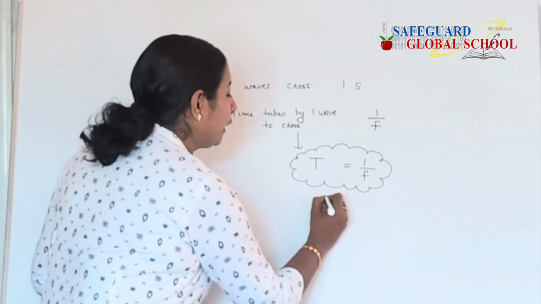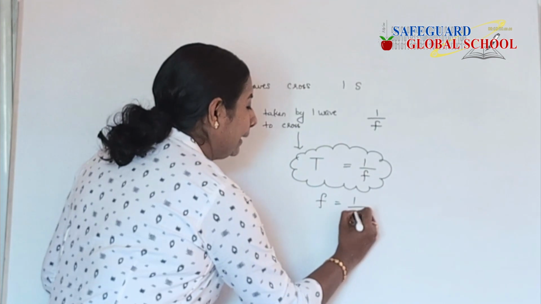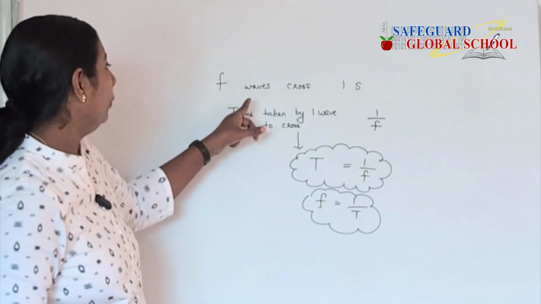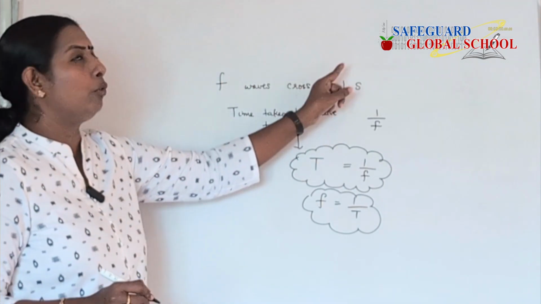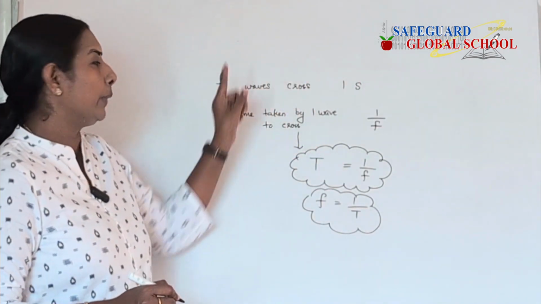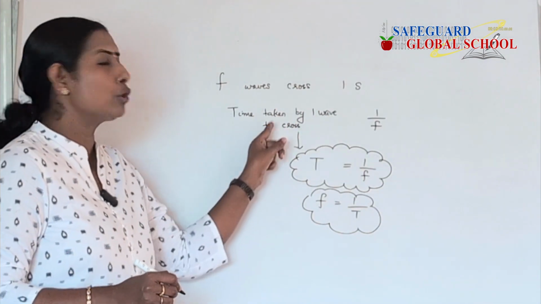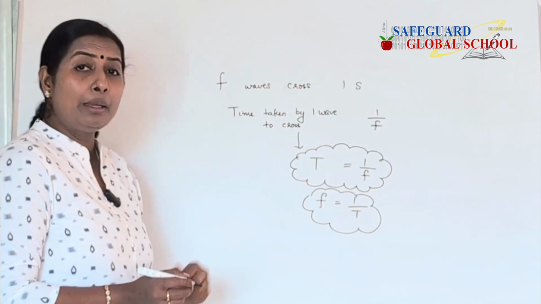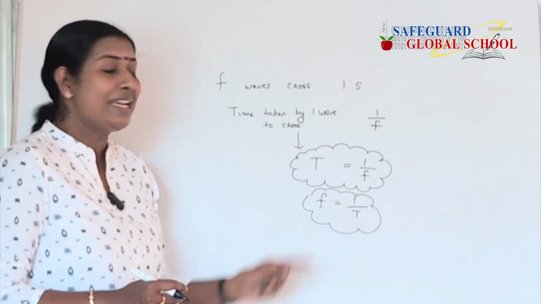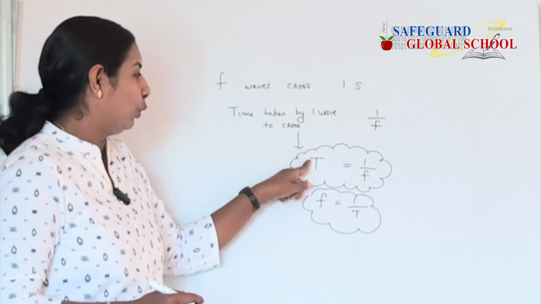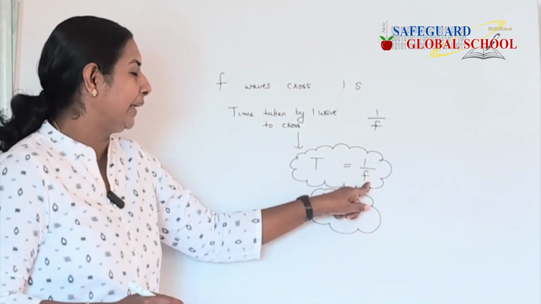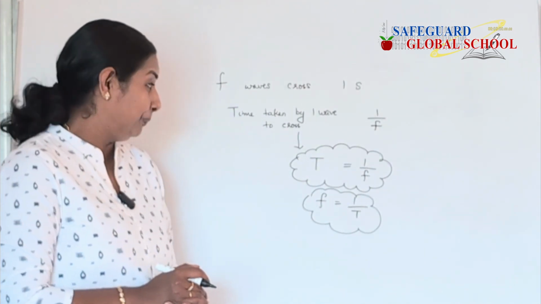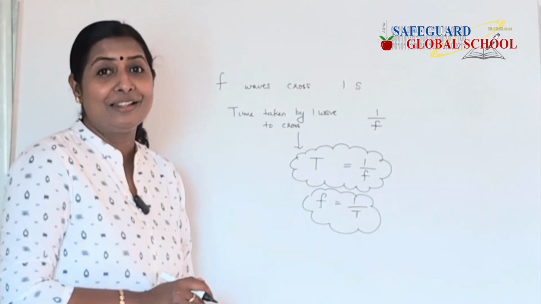If we want to find the frequency, what will we do? We'll take the reciprocal of the time period. So F waves cross the point in 1 second means F is the frequency. The time taken by one wave to cross that point is 1 by F, which is called the time period. So, time period is equal to 1 by F, or we can write that F is equal to 1 by T. I hope that you got the point.